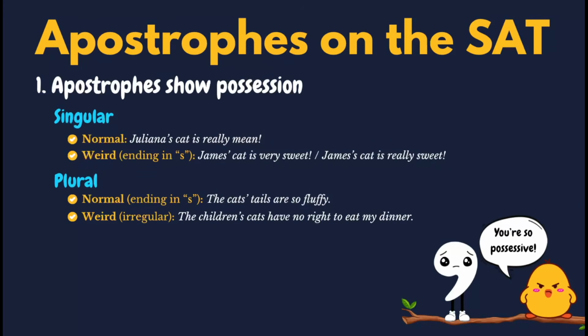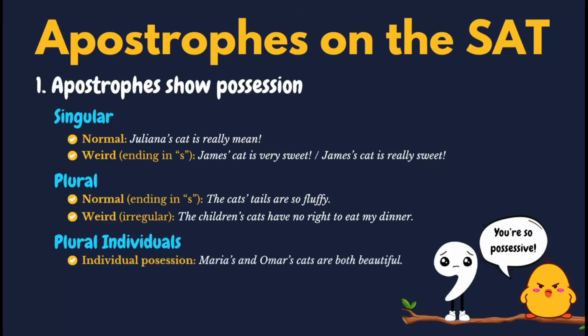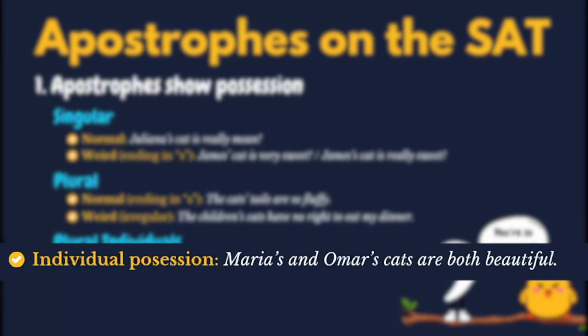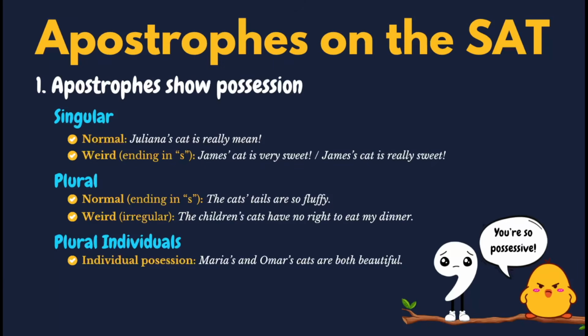Now there's one more thing to consider. What if we have a plural subject, but it indicates two individuals? For example, if we had Maria and Omar, what do we do with apostrophes? So here it says, Maria's and Omar's cats are both beautiful. Now notice it says individual possession. This means Maria has a cat and Omar has a cat, and both cats are beautiful. In this case, we want to show possession for Maria and for Omar, right?